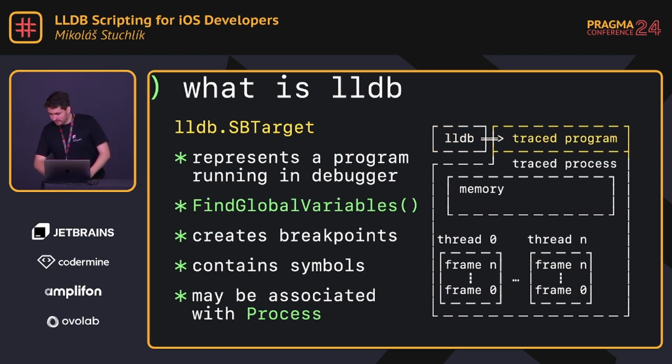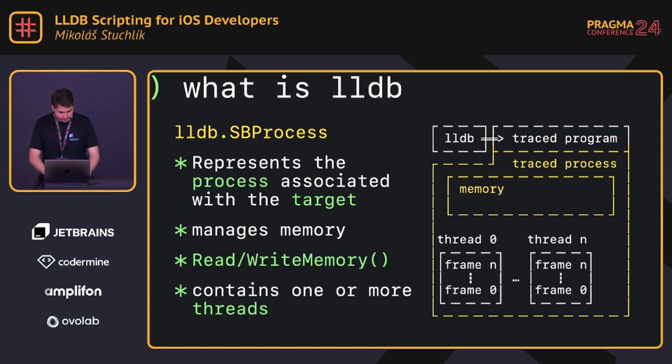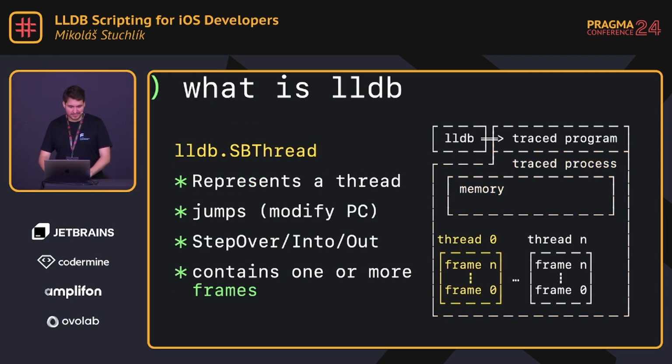The next type is SBTarget. Target represents a program running in the debugger. It allows us to inspect global variables, create breakpoints, explore symbols. It can launch a process, load code files, or be used to attach to an existing process. Target is associated with a process, but it may pre-exist any process. The SBProcess object represents a process running in your operating system. It has access to the memory of the process and allows you to read and write into the memory. It contains one or more threads.